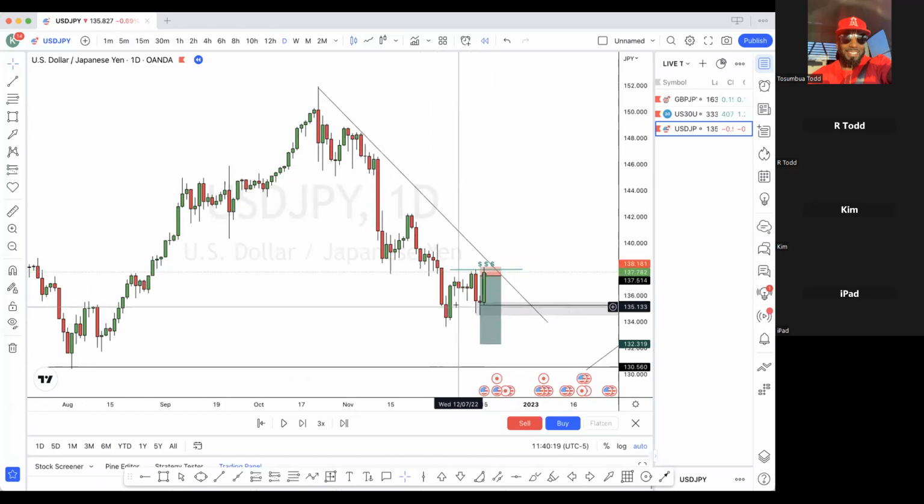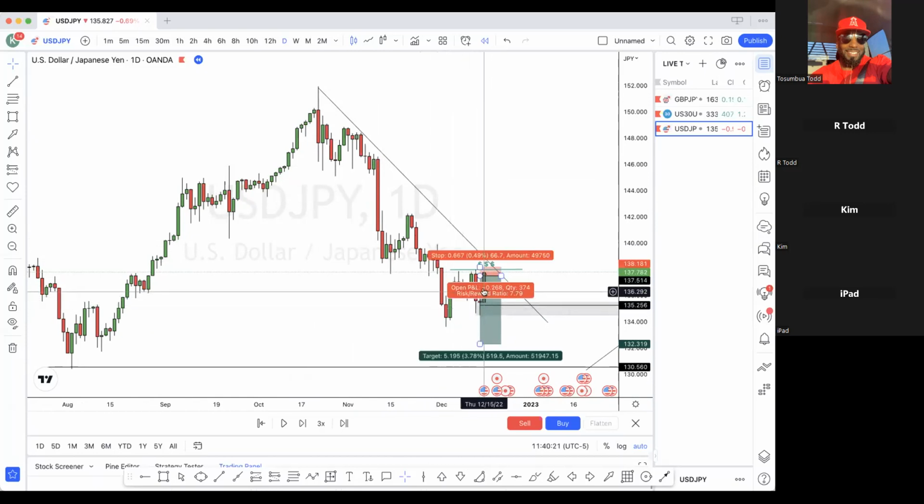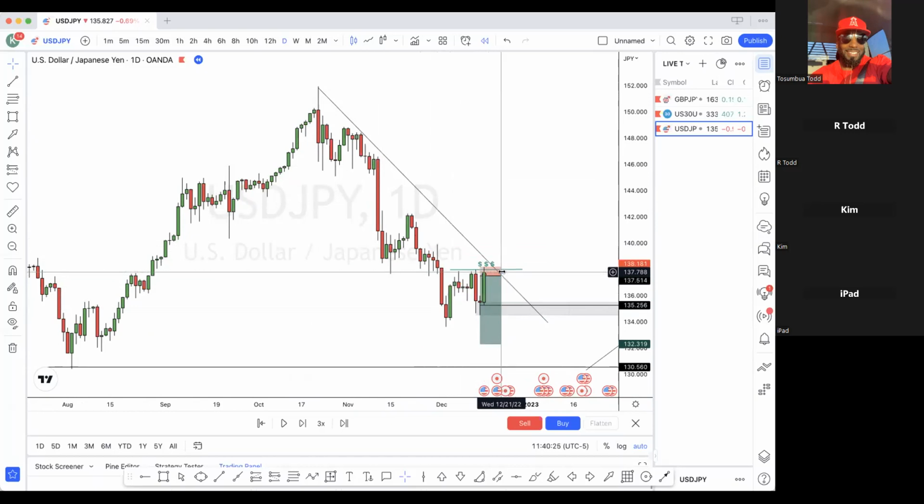Now, I know how to trade a good old pullback, okay? But it's got to meet certain requirements for me. And this did not meet any requirement for me to start buying. It would have to have broken this level right here before I started buying.